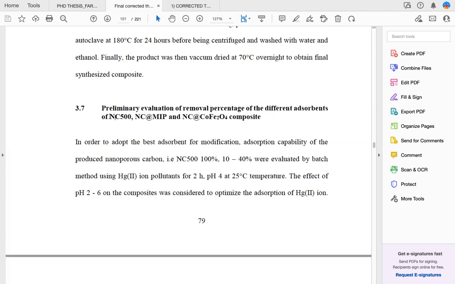Because this is something that you create and you don't name it. Here, for example, the candidate is explaining that there is nanoporous carbon that he prepared at 500 Celsius, and there is another nanoporous carbon that he combined with a certain chemical, and this is another chemical. If you don't explain it earlier, it's going to be troublesome for the reader to follow through what you are trying to explain.